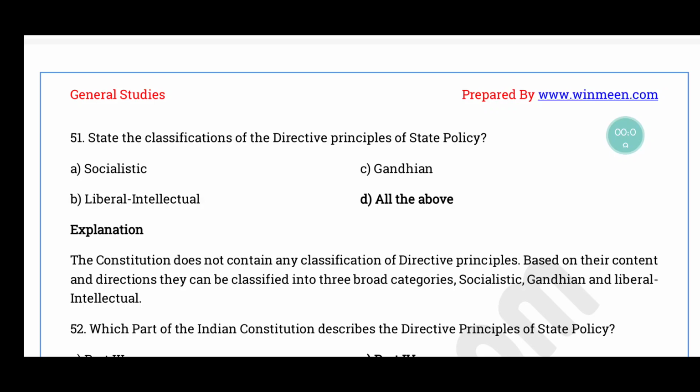Today we are going to see 10th Social Science Lesson 7 line by line questions. Lesson 7 Indian Constitution. This is part 3 line by line questions of Lesson 7.